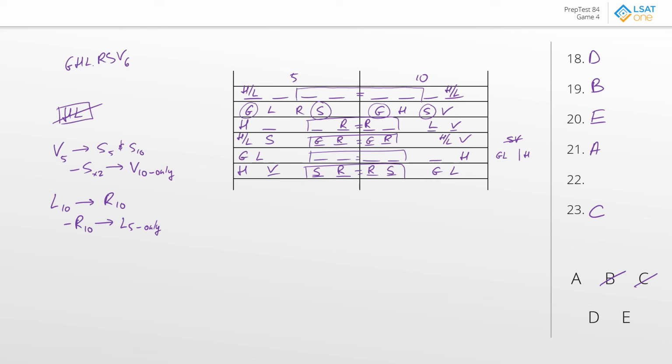Answer choice D, H and R. So actually, maybe we could have H and R be the singles here. You know, let's hold off on that for a moment. Answer choice E, S and V. Well, no, we said that you have to have one of H or L be your singles. So that gets rid of answer choice E.